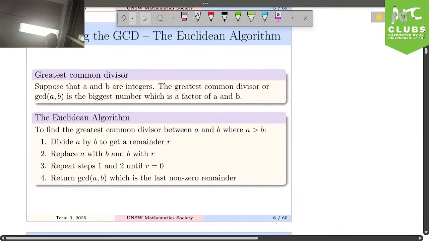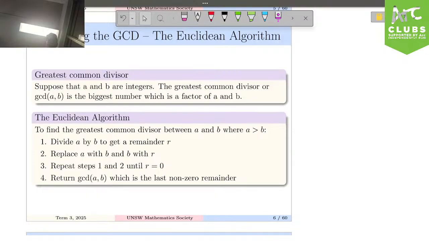All right, next thing is the greatest common divisor. This is a thing that will show up time and time again. Really what we're trying to get from this is to figure out when things are co-prime, right? So let's see, what is the greatest common divisor? Suppose that A and B are integers. The greatest common divisor is the biggest number such that it is a factor of both A and B.